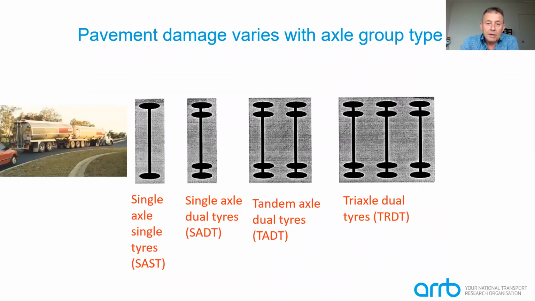And the pavement damage varies with the axle group type. So in vehicles like this B double shown in the photograph here, that includes a single axle at the front, which is the steer axle. Then the next axle is a tandem drive axle. Then there's a triaxle between the two trailers there, and finally, there's a trailing tandem axle. So you can see there are various axle groups that vehicles have, and the damage due to those axle groups varies. So we need to allow for that in the design method.